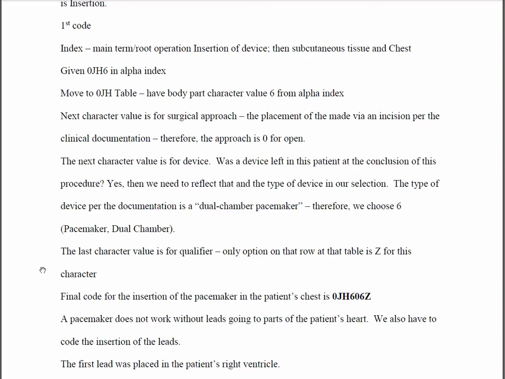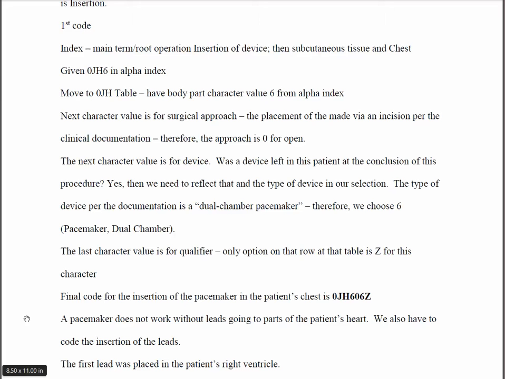Then we move to our last character value, which is for qualifier, and the only option we have at that row at that table is Z. So we end up with the final code for the insertion of the pacemaker into this patient's chest, 0JH606Z. However, as we noted above, a pacemaker doesn't work without leads. They have to go somewhere.